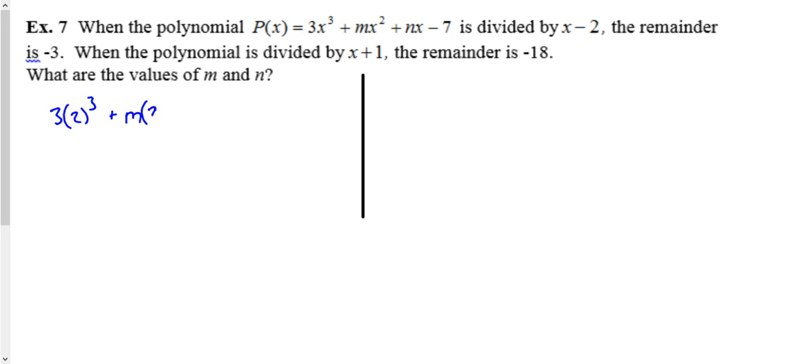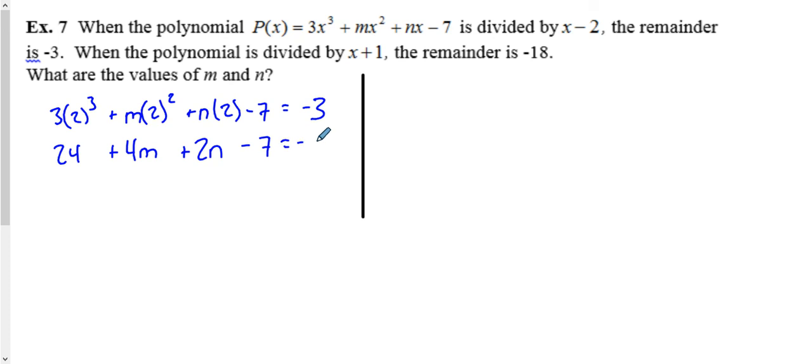Let's say m times 2 squared plus n times 2 minus 7. And of course, all of this, when you first divided it, it says a remainder is negative 3, so I'm going to say equals negative 3. Let's clean this up really quickly. This is now 24. This is now 4m. Over here, you have plus 2n minus 7 equals negative 3.